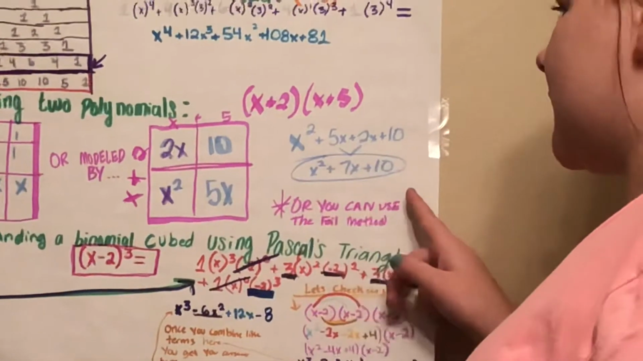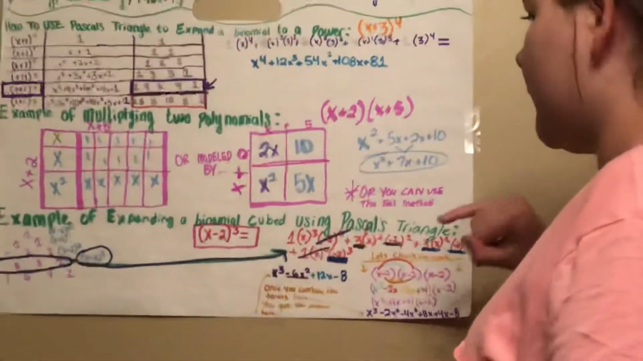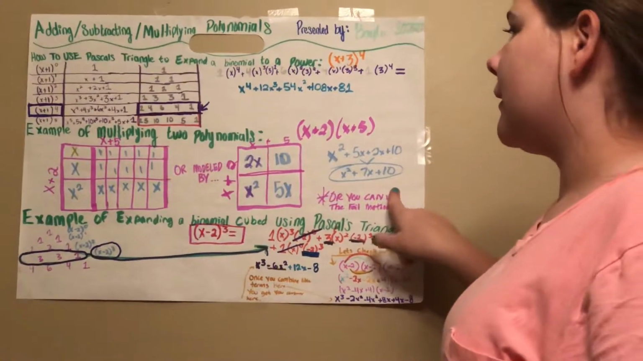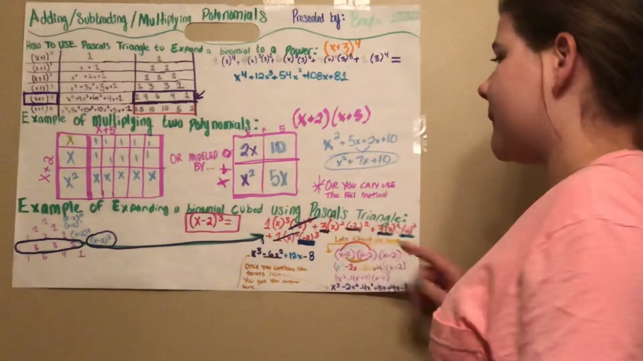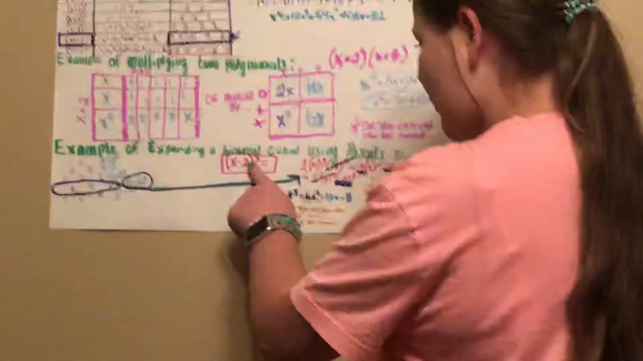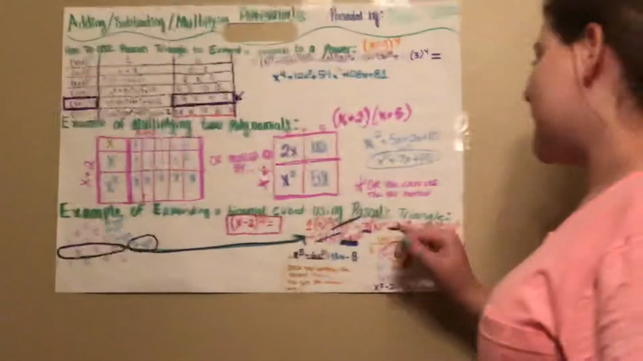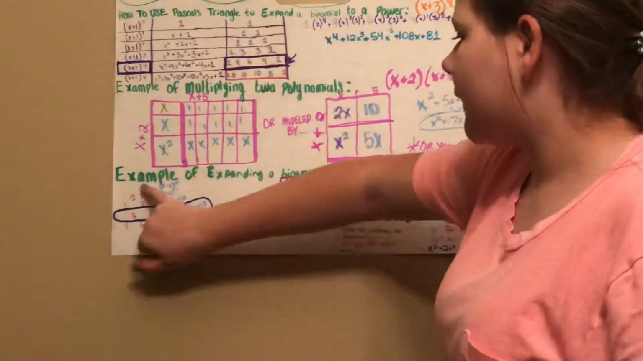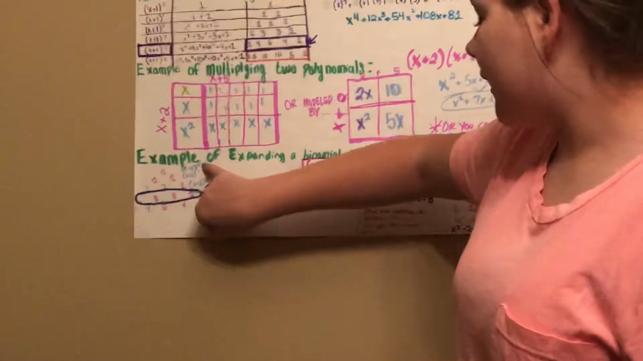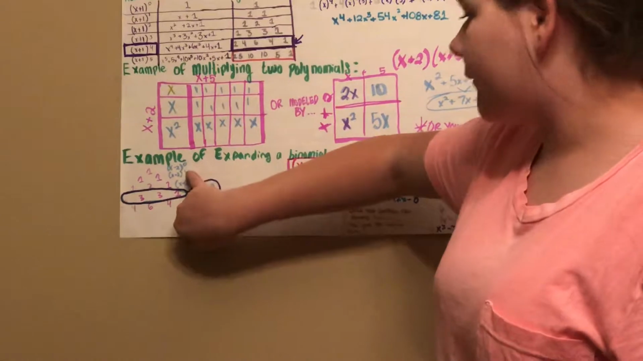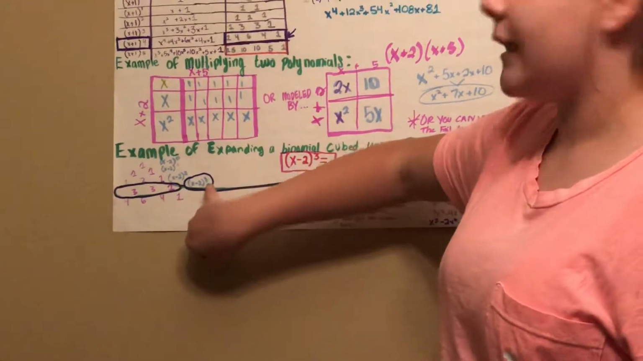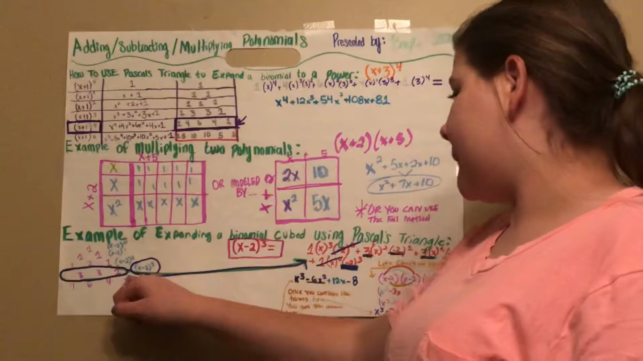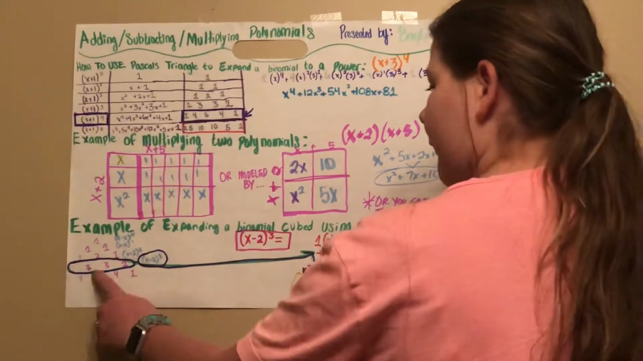Or another way to use this is the FOIL method, which I will use in the next example. And that is how you use an example of multiplying two polynomials. Now, an example of expanding a binomial cubed using Pascal's triangle. So over here again, I have my Pascal's triangle written out. So here I start out at the 0th power, 1st power, 2nd power, and up to cubed. So I know that I'll be using this line of these numbers, 1, 3, 3, 1.